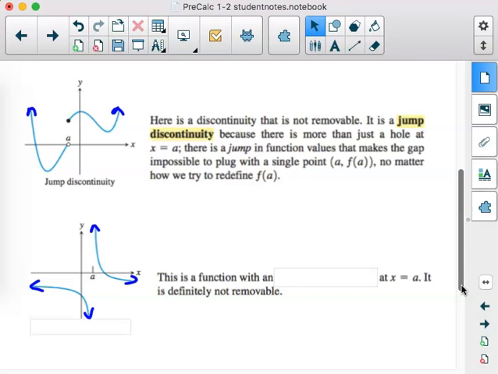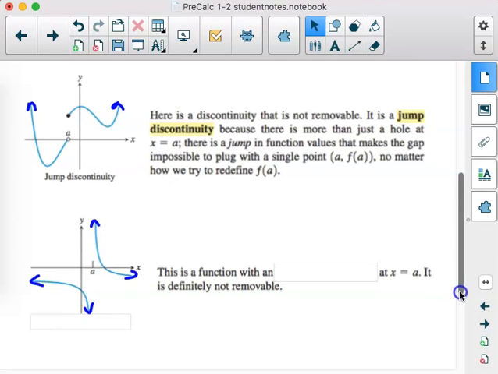You know, we think logically in math. When you get to a, it just takes a jump. For some reason, as you're reading this graph from left to right, it jumps up. That's just what happens. So there's a jump in the function values that makes the gap impossible to plug with just a single point. There isn't just a hole that we could fill in. So this is a non-removable discontinuity. We do not have a way to define it at one point and fill that hole.